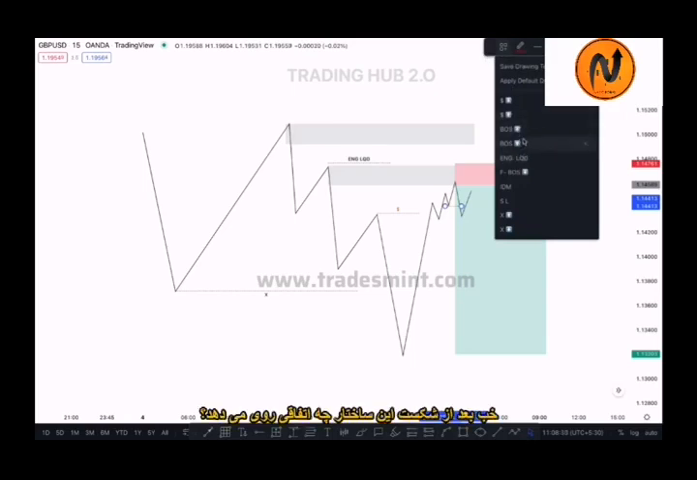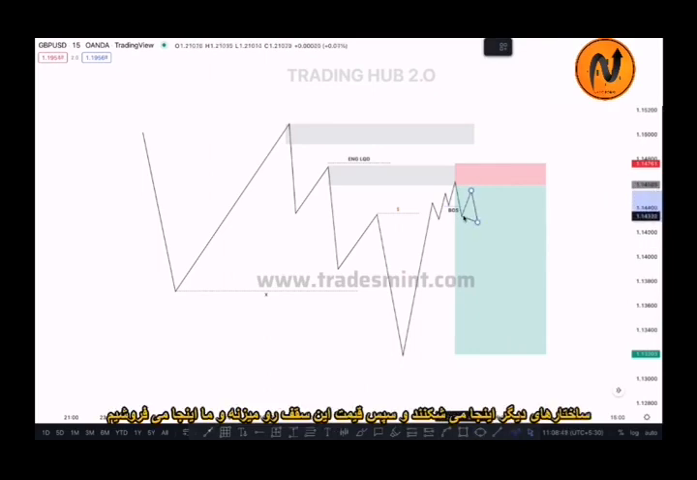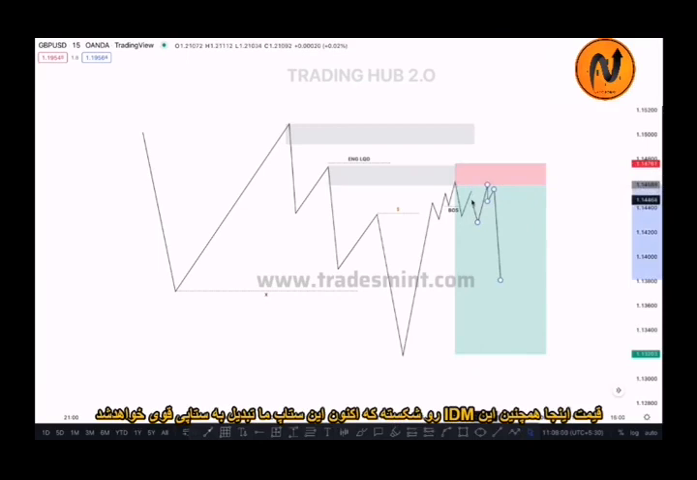Okay, so after the break of this structure, what happens? Where can we sell? We can sell once another structure has been taken out, and the market has taken out this high, and then we are expecting a sell here. We can stack multiple entries here for the sell, because the market has also taken out this minor inducement, and now this setup becomes our high probability setup.